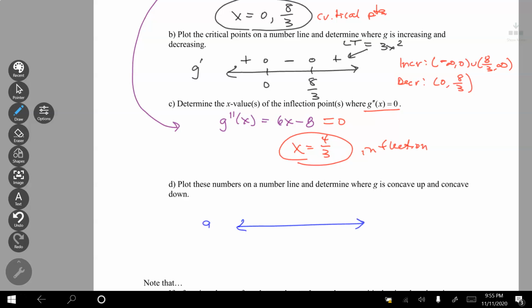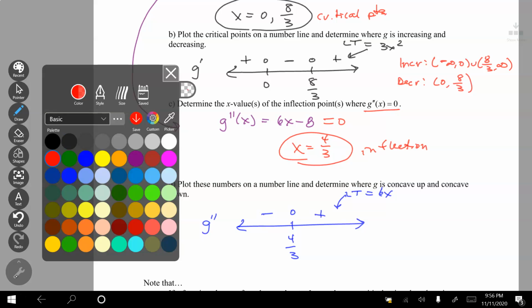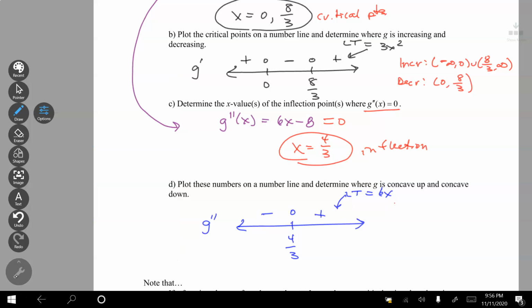Except this number line is a g double prime number line. The only number I have on this number line is 4/3. My leading term of g double prime is 6x, which means the right side goes positive, left side goes negative. So things are concave up from 4/3 to infinity. Things are concave down from negative infinity to 4/3.